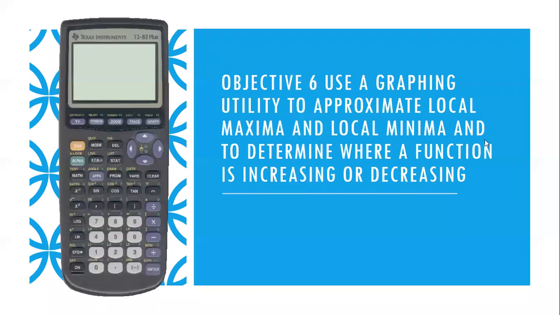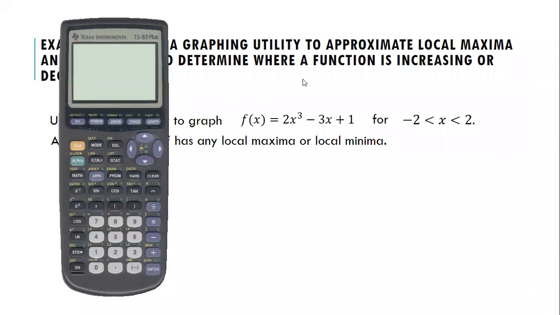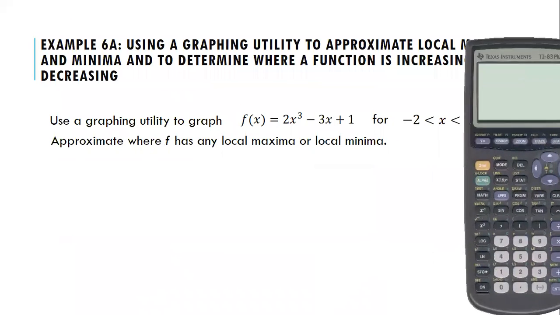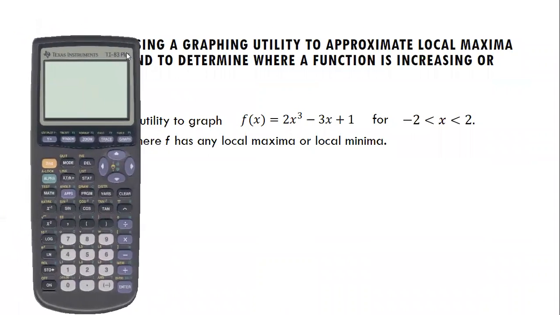All right, so today we're going to review objective 6, which is using a graphing utility to approximate local maxima and local minima, and to determine where a function is increasing or decreasing. So to begin with, we have this function f of x equals 2x cubed minus 3x plus 1.